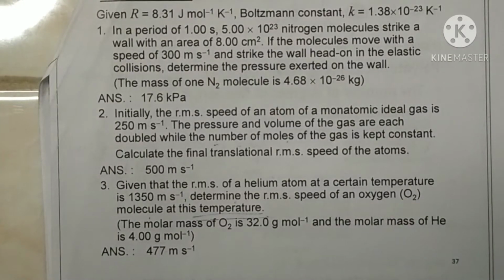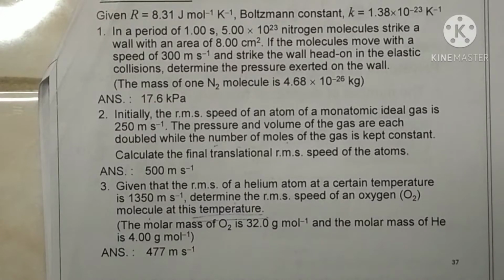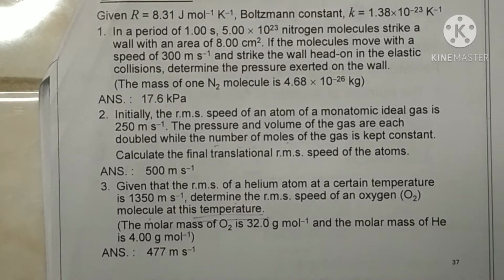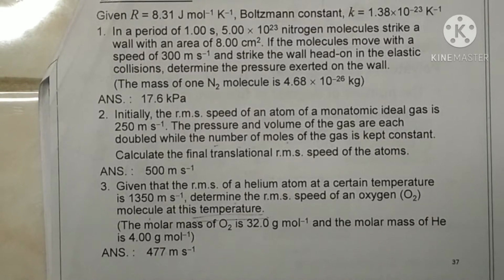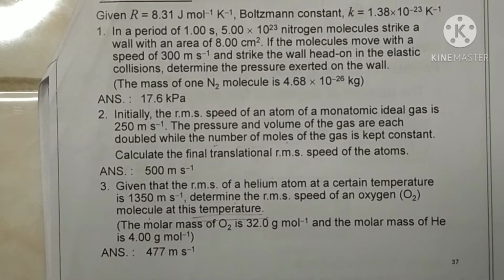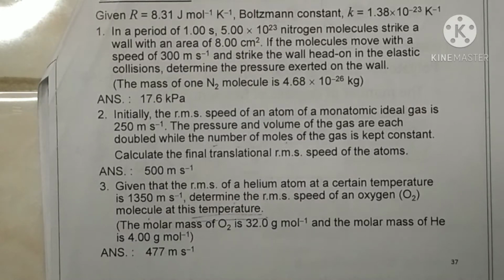For question 1, in a period of 1 second, 5 times 10 to power 23 nitrogen molecules strike a wall with an area of 8 cm square. If the molecules move with a speed of 300 meter per second and strike the wall head-on in elastic collisions, determine the pressure exerted on the wall. Given the mass of one nitrogen molecule is 4.68 times 10 to power of negative 26 kilogram.